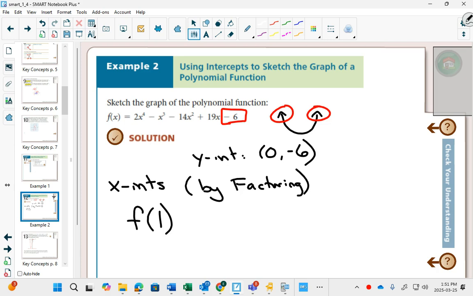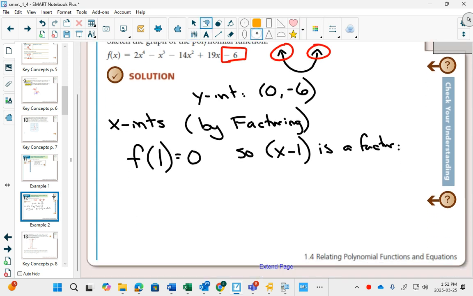You say, if I plug in 1 into this whole thing, I'm going to get 2 minus 1 minus 14 plus 19 minus 6, which happens to equal 0. And that tells us from the factor theorem that x minus 1 is a factor. But what do we do with that? We still need to factor this.